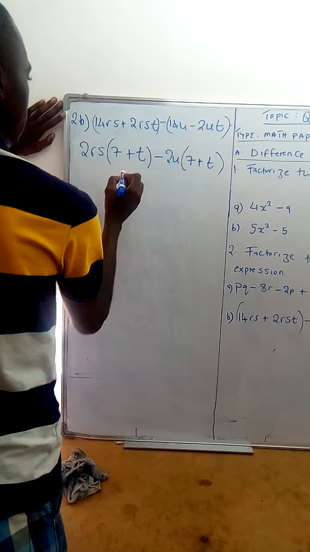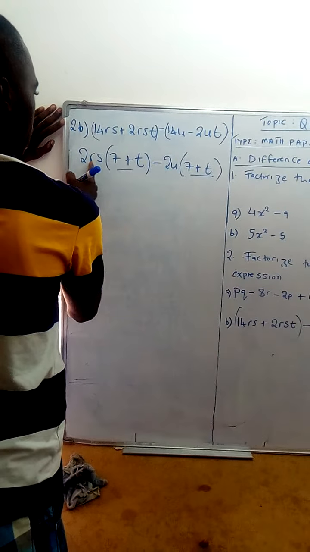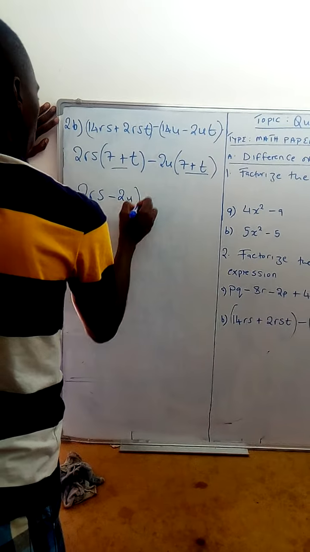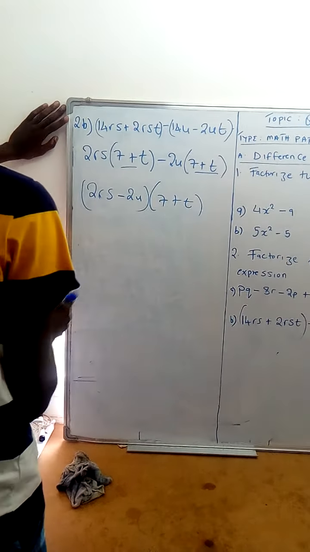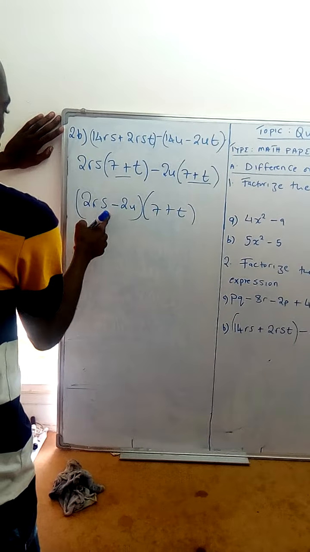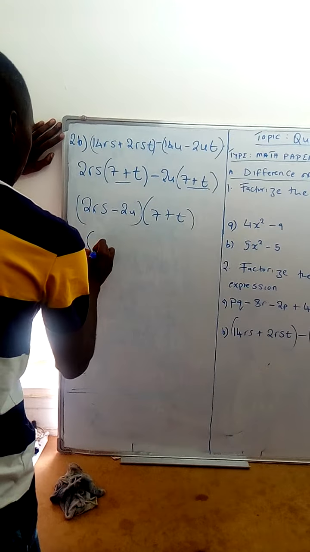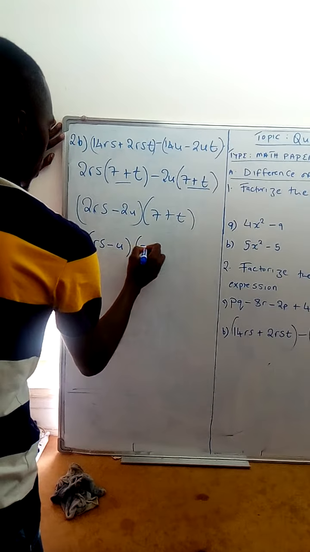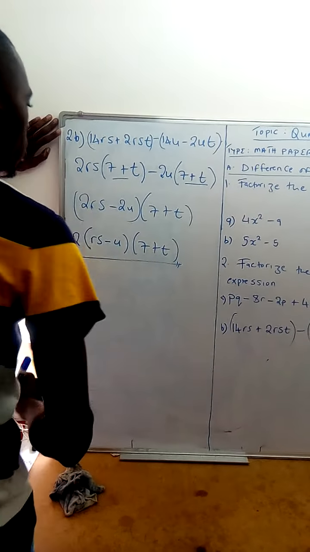So now, as you can see, this and this, they are the same. So we are just going to get this one and this one, which is 2rs minus 2u. Then the other one is 7 plus t. Now, the question says we are supposed to factorize completely, but here we have 2rs and 2u. So 2 and 2 are common, so we can bring the 2 outside, open the brackets, rs minus u, then this one will be 7 plus t, and you have factorized completely.